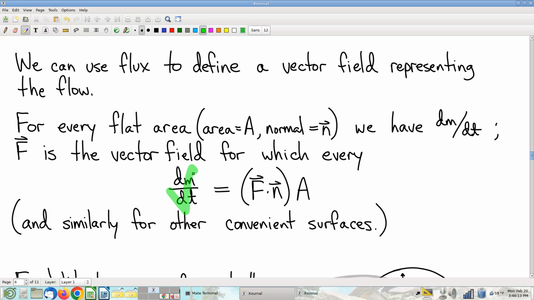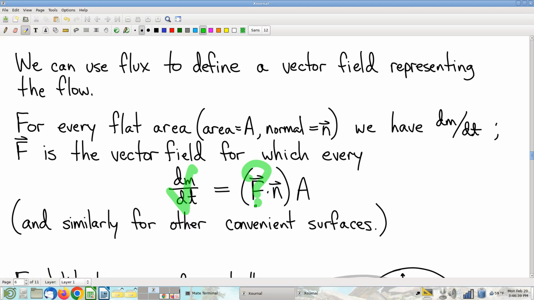Or maybe I have some clever argument that I can make, and we're going to do that in the next example in a couple of minutes here. But one way or another, suppose I know all of my flow rates through whatever surface. Can I kind of work backwards, reverse engineer, find a vector field that's consistent with all of those flow rates by way of this formula?